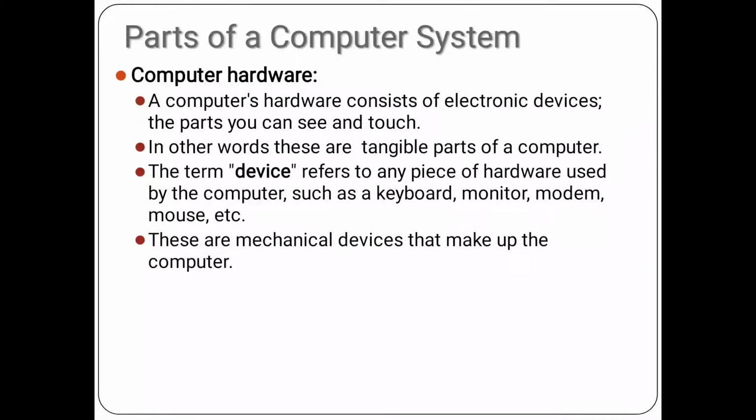Parts of computer system: computer hardware. The computer's hardware consists of electronic devices, the parts you can see and touch. In other words, these are the tangible parts of computers. The term device refers to any piece of hardware used by the computer, such as a keyboard, monitor, modem, mouse, etc. These are the mechanical devices that make up the computer.